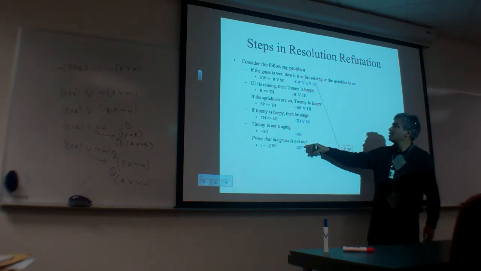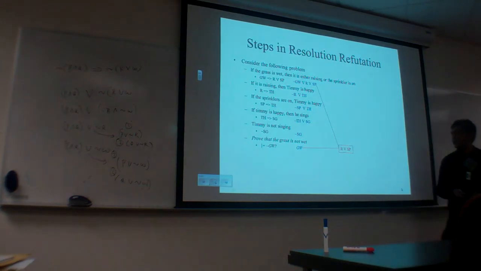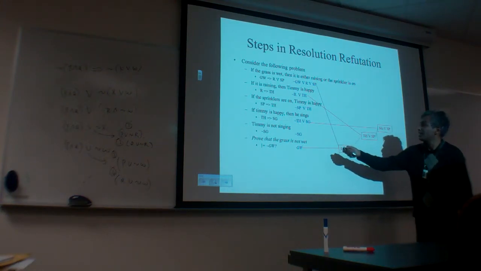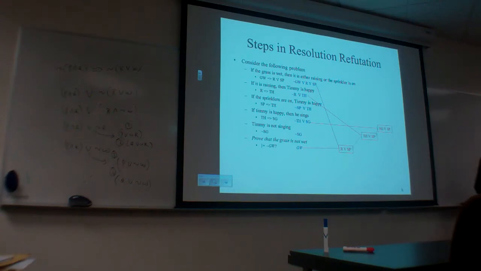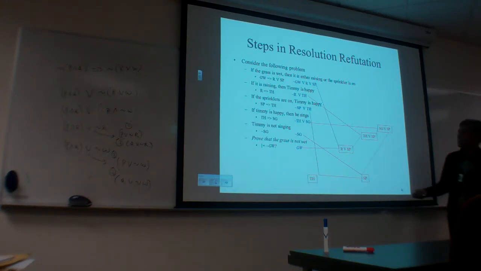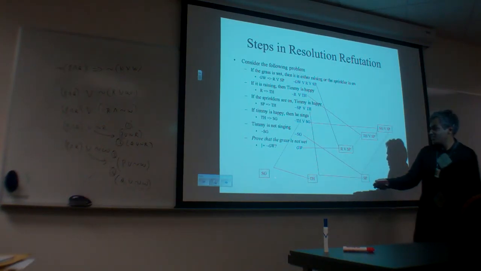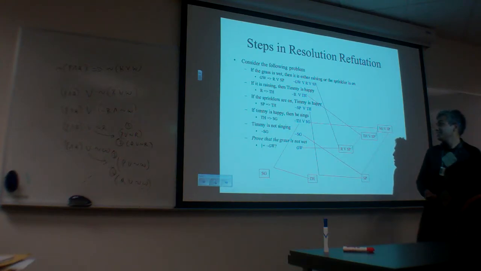So in this case, GW or not GW or RSP, I got RSP, and then I resolved RRSP with not RRTH, I got THRSP. I resolved THRSP and not THRSG, I got SGRSP. I resolved SGRSP and not SG, I got SP. I resolved SP or not SP or TH, I got TH. I resolved TH or not TH or SG, I got SG. And I resolved SG or not SG, I got empty clause.